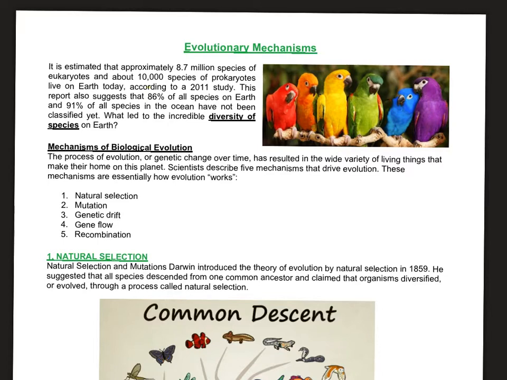Okay. So, mechanisms of biological evolution. The process of evolution, or genetic change over time, has resulted in the wide variety of living things that make their home on this planet. Scientists have described 5 mechanisms that drive evolution. These mechanisms are essentially how evolution works. So we have natural selection, mutation, genetic drift, gene flow, and recombination.